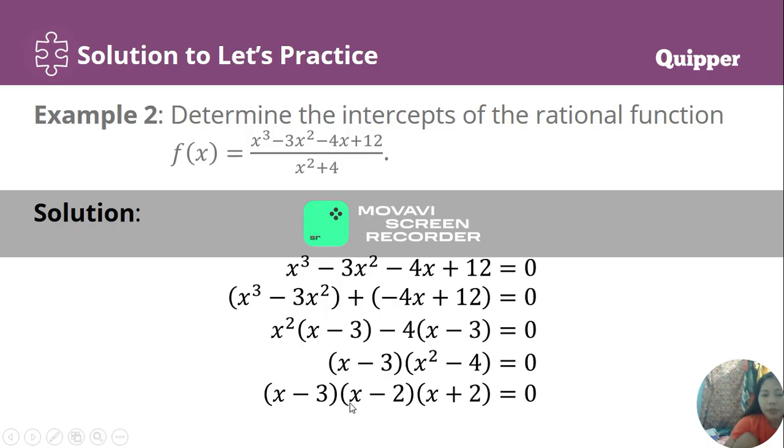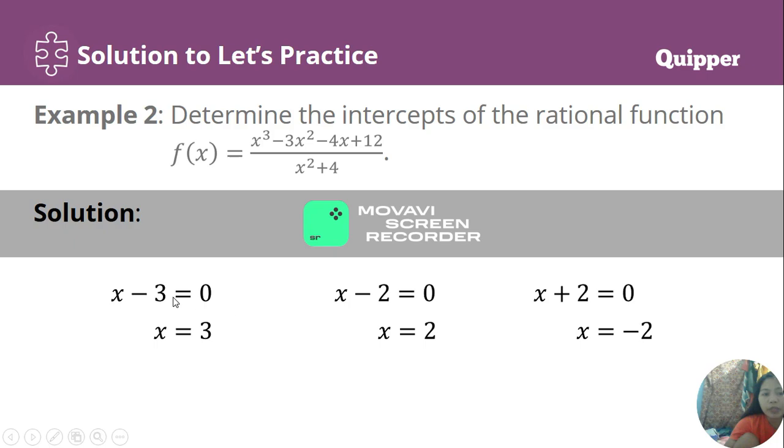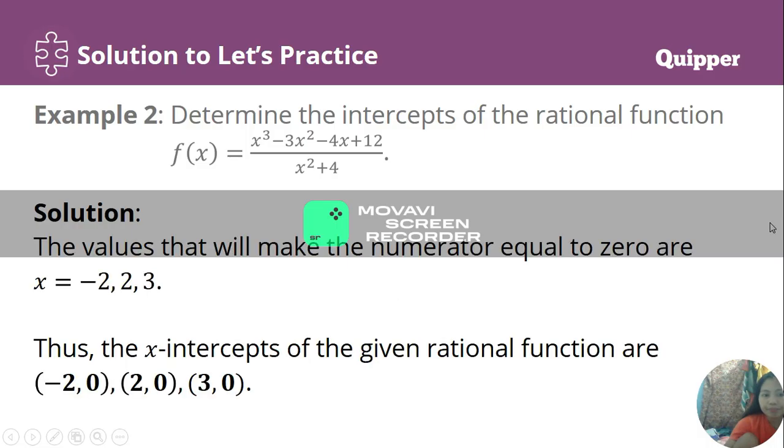Then equate them to 0. So this x cubed minus 3x squared, that comes from the numerator, and we will find out the zeros. So in other words, these 3 binomials, if we equate them to 0, will give our zeros. In other words, x equals 3, x equals 2, and x equals negative 2 are the zeros of this given function. Since they are all x values, we will put them as x-intercepts.